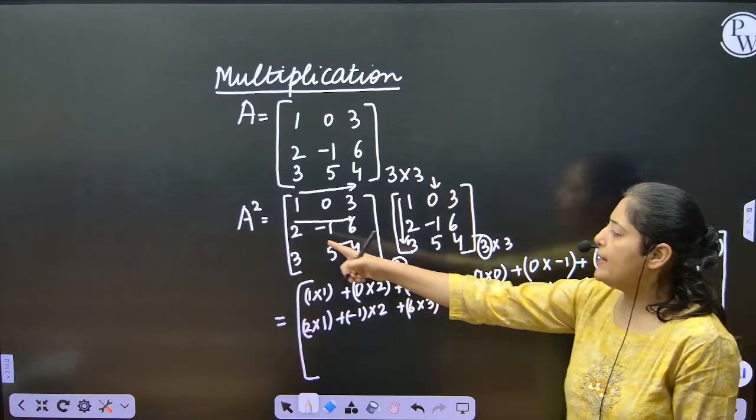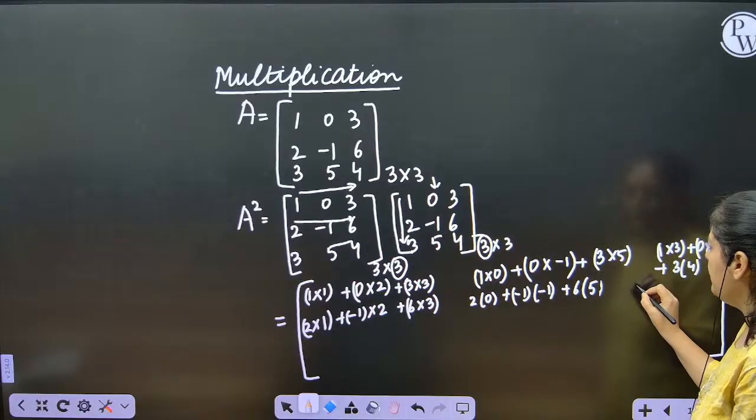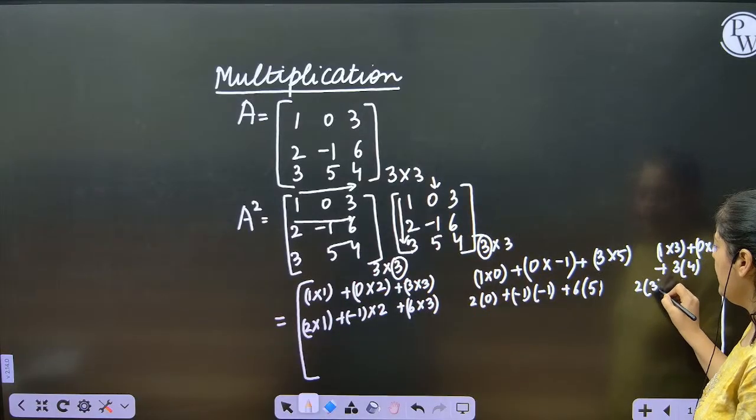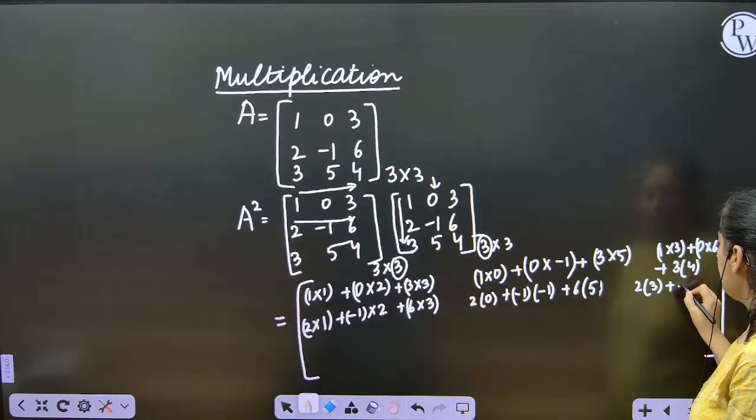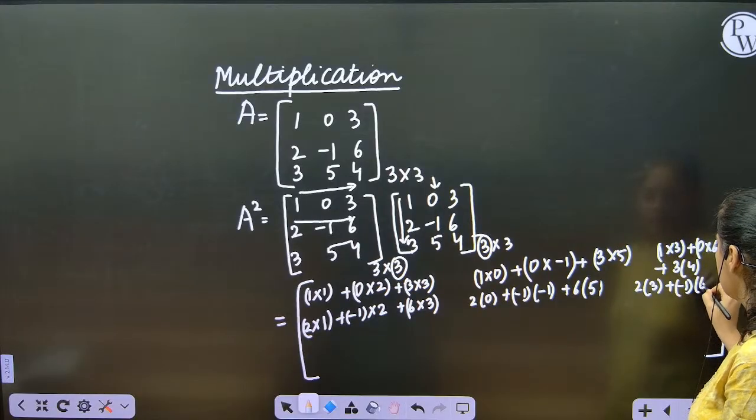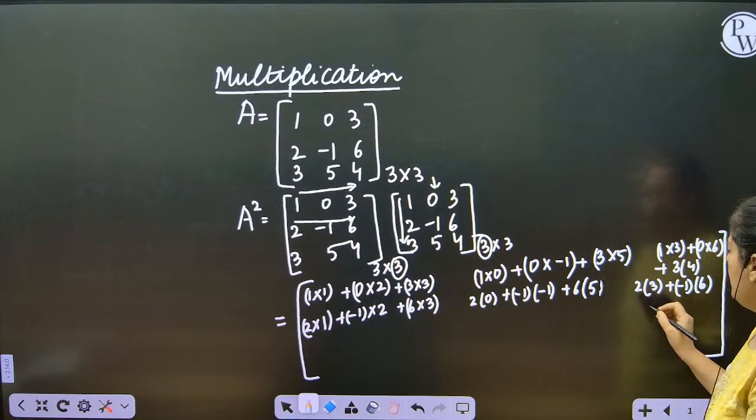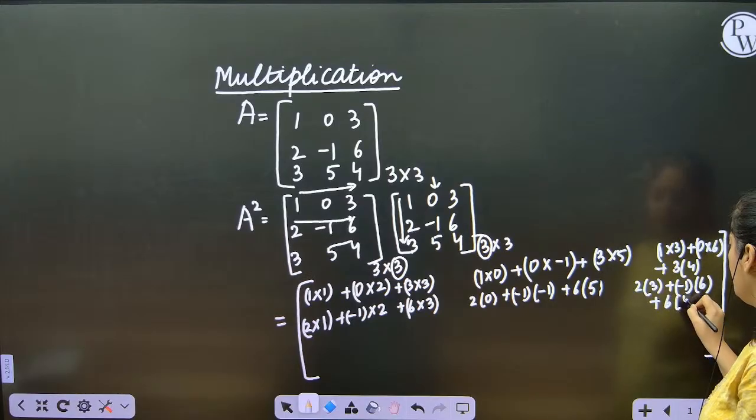All right. And then the second row with the third column. So 2 into 3, minus 1 into 6, plus 6 into 4.